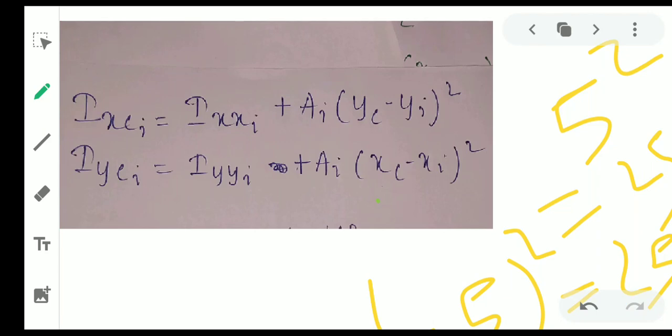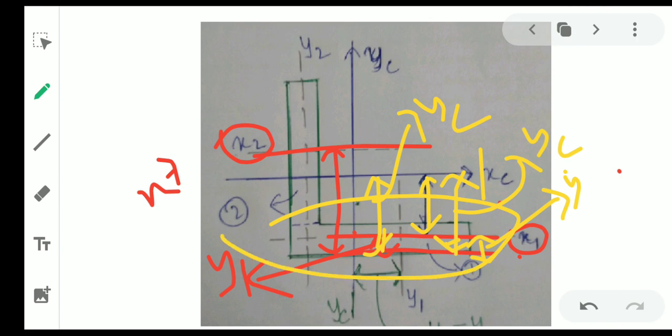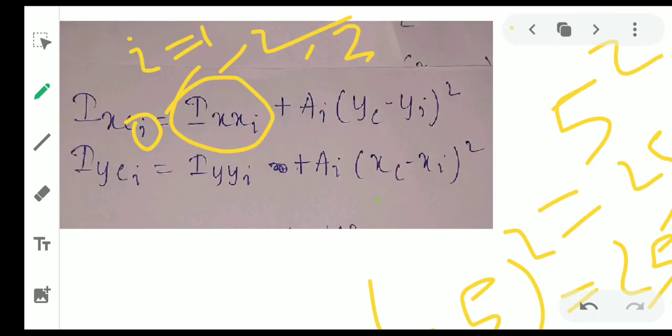Next, I have simplified the formula into a shortcut manner. For the calculation of the centroid of a particular section, the section number is I. I means 1 for section 1, 2 for section 2, 3 for the third section, and so on. So IxcI equals IxxI, the moment of inertia of that particular rectangular section about its own centroidal axis, plus AI into the distance, which will be y: yc minus yi squared. Similarly IycI equals IyyI plus AI into xc minus xi squared. Remember these formulas.